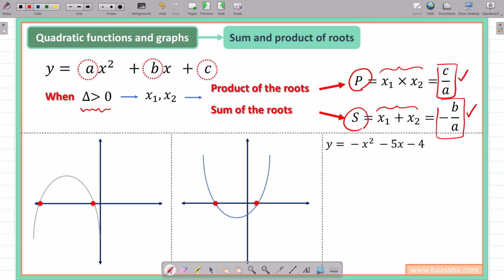Sometimes we have the graph and we want to know more about the properties of our quadratic function. But sometimes we have the equation of the function and we want to know more about the graph. What we learned today and in part one of the quadratic functions video help us to know more about the graph when we have the equation, or more about the equation and the roots and the zeros when we have the graph.